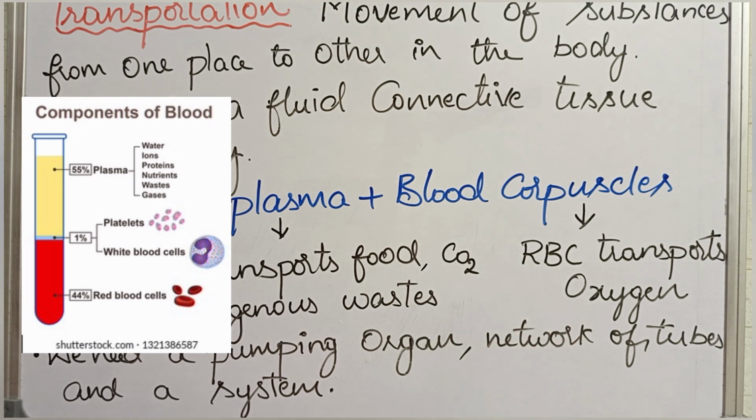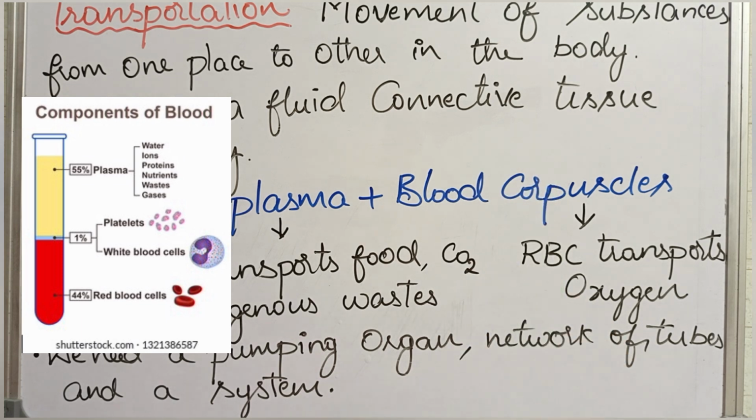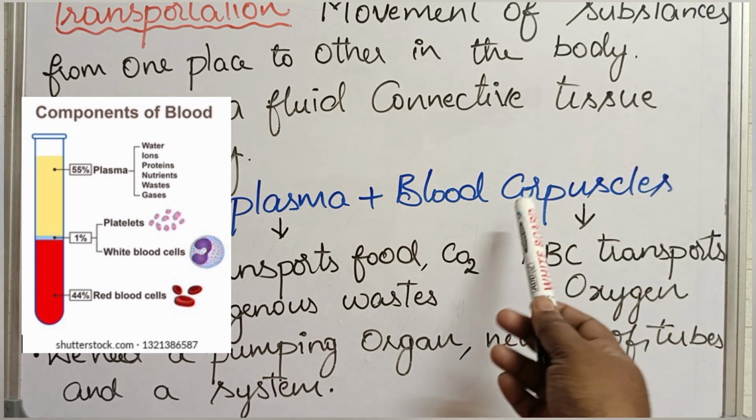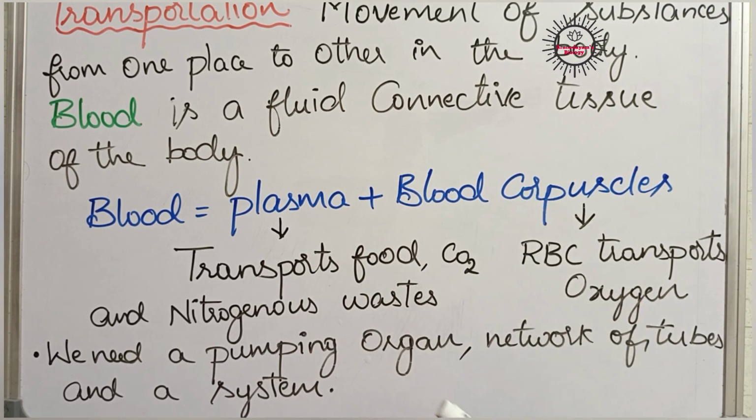Again, in this plasma, 90 to 91% water is present, and the remaining percentage has hormones, electrolytes, proteins, salts, etc., which are in a dissolved state. And 45% of blood is corpuscles. Blood corpuscles mean nothing but blood cells. Our body has three types of blood corpuscles: red blood corpuscles, white blood corpuscles, and blood platelets. Red blood cells, white blood cells, and blood platelets. So these are the three types of blood corpuscles present in our body. So 55% plasma and 45% blood corpuscles.